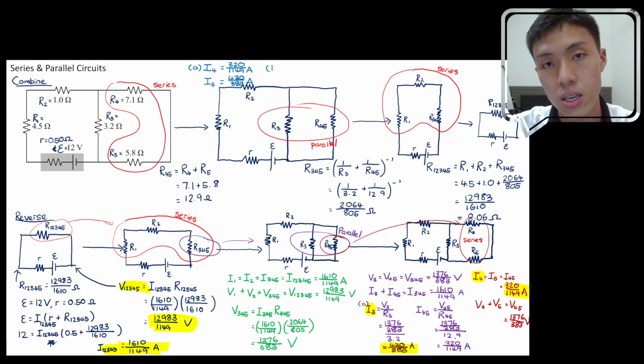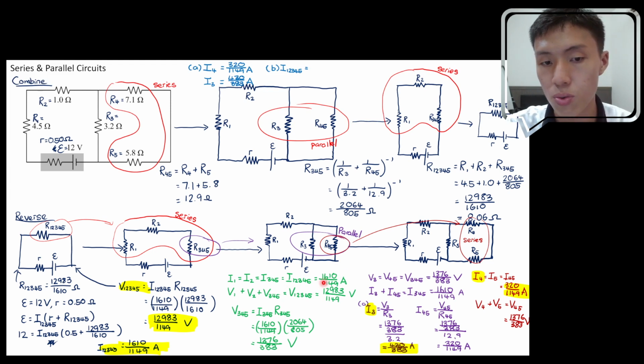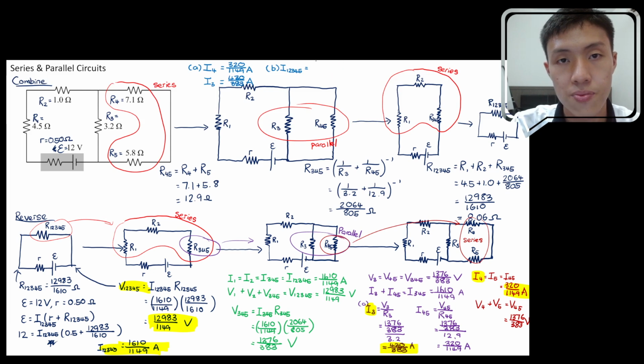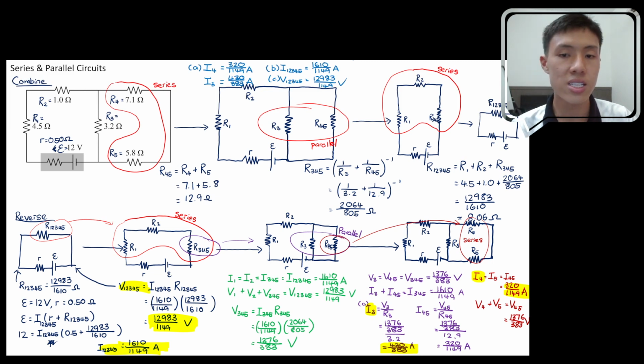I12345 will be equal to, over here, I12345, the value is 1610 over 1149, same as here, 1610 divided by 1149 ampere. Then lastly, the terminal voltage V12345, which is equal to what we calculated over here, 12983 divided by 1149.